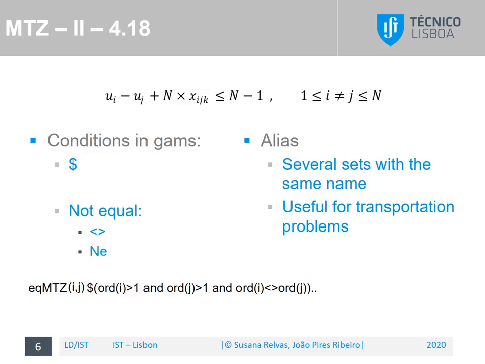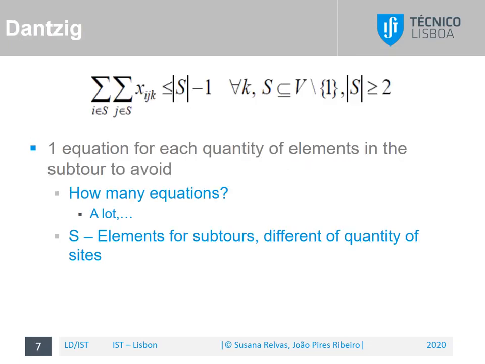First, we want to say that i and j must be higher than 1, and we also wish to say that i and j must be different between them. Only then we have the equation itself, where the only novelty is that we can represent n by using card(I). Card(I) will return the size of set I.